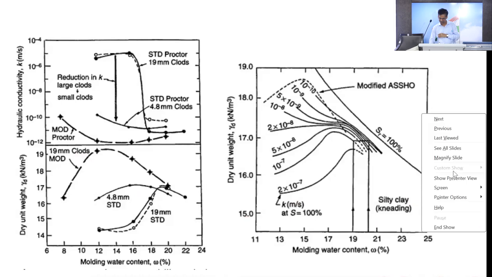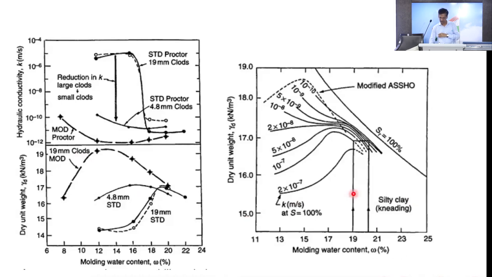You see here another one. Sorry. So what happens here? This is the degree of saturation. If it is 100%, this value is 2 into 10 to the minus 7. But if the degree of saturation is changing, obviously the value goes this way. You will see this value further decreasing as I come close to the zero air void line. If I can go close to the zero air void line, then I can get better compaction.